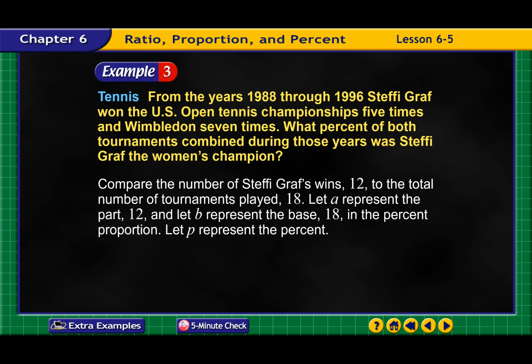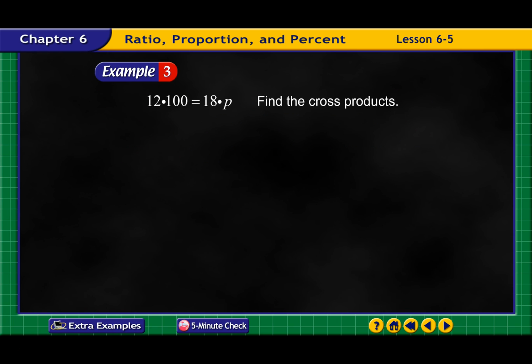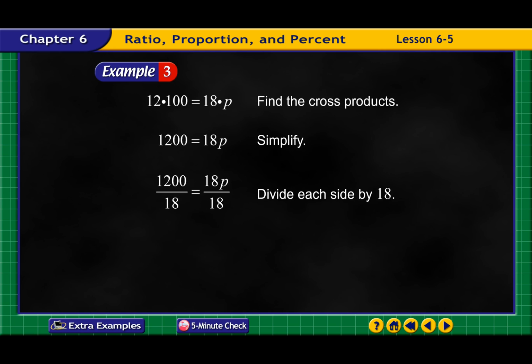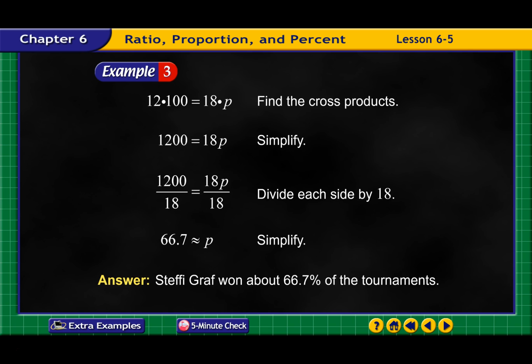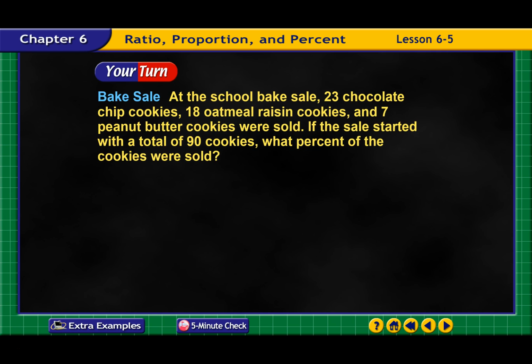So we're going to let 12 be the part and 18 be the base and come up with a percent proportion. That'd be 12 over 18, because she won 12 out of 18 tournaments. We're going to cross product that, simplify, and divide by 18. It comes out to 67%, or 66.7%. So that means she won about 66.7% of the tournaments, or 2/3 of the time. Yikes. And your turn. Go.